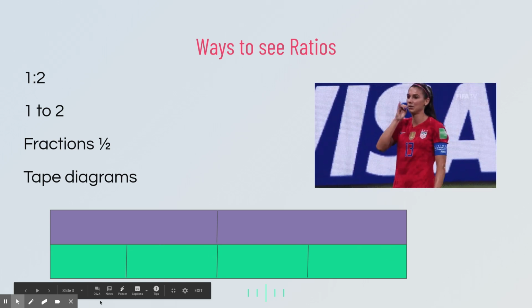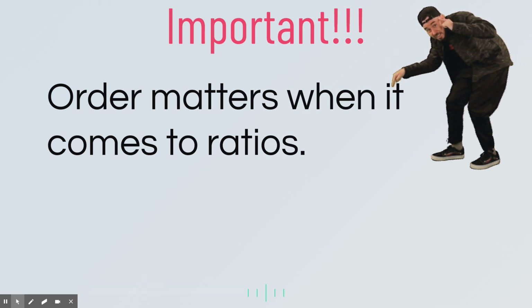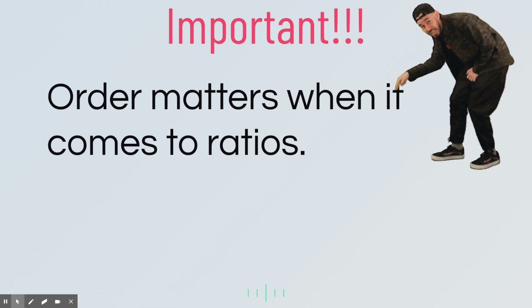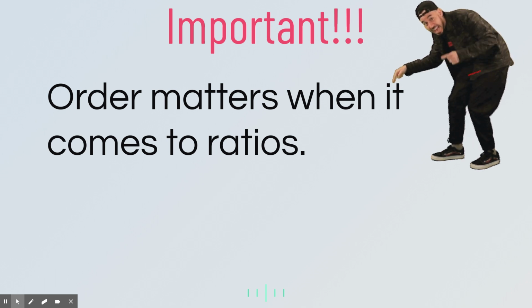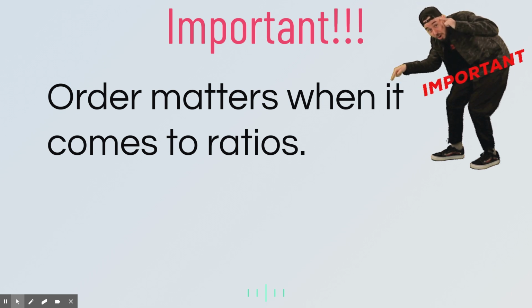All right. So it's important that we keep the same order. Order matters when we talk about ratios. The way we write them and the way we say them is important. It's very important that we keep the order the way we need it.